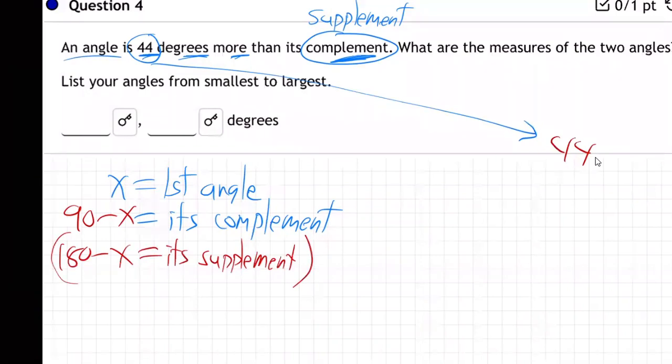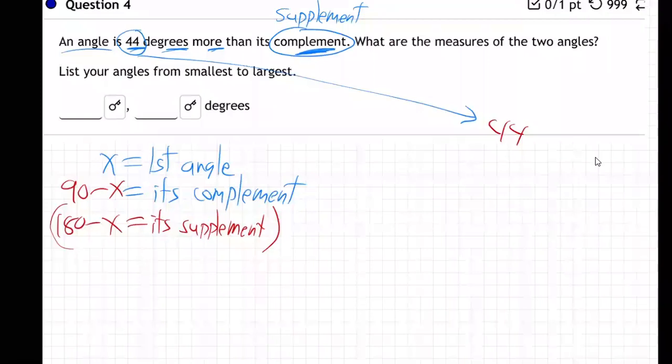Now, a very common mistake that people make is they'll remember this. What I've seen over the years is they'll go, yeah, complement, I know that, it's 90, and then they'll write x minus 90. That's wrong. The 90's got to come first, or 180 if it's supplement. The number has to come first, doesn't it? That order of subtraction matters.